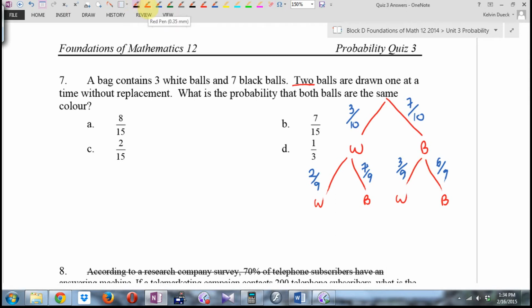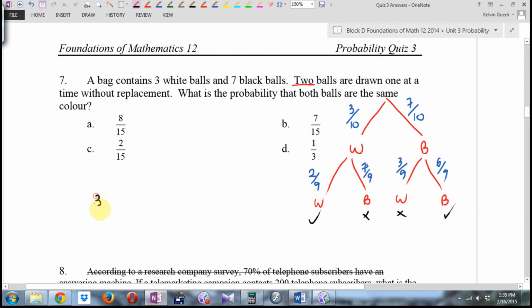I'm going to go underneath each branch. You tell me whether I'm going to put a check mark underneath it because it's both the same color. In this first branch, is this both the same color? This one here? Yep. Is the next branch both the same color? What about the final branch? Oh, multiply down, add across.